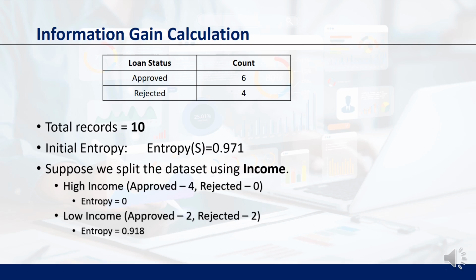Now we calculate the weighted entropy of the children. The high income group contains 4 out of 10 records. So we divide it by 10 and multiply by 0. The low income group contains 6 out of 10 records. So we divide it by 10 and multiply it by 0.918.